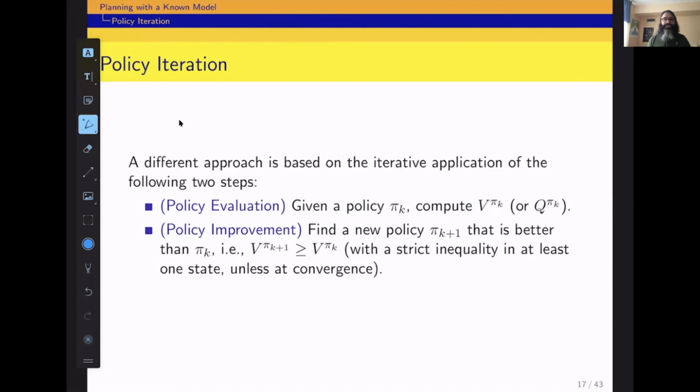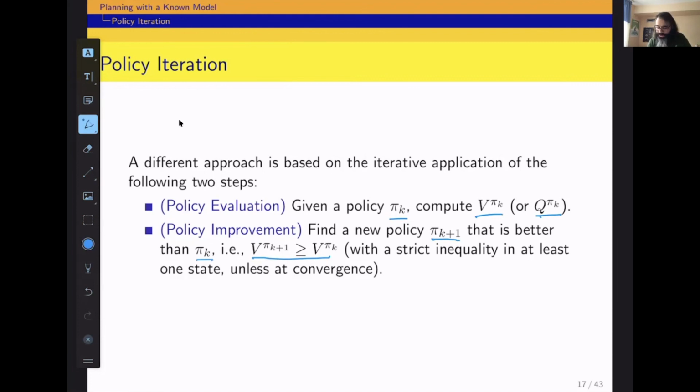For policy evaluation, at step k we have pi k, and then we compute V of pi k or Q of pi k. So this is a policy evaluation problem. The other step is called policy improvement. We want to improve the policy. So what does it do? It says that we need to find a new policy, pi k plus 1, that is better than pi k. By better, it means that the value function of pi k plus 1 should be greater or equal to V of pi k.